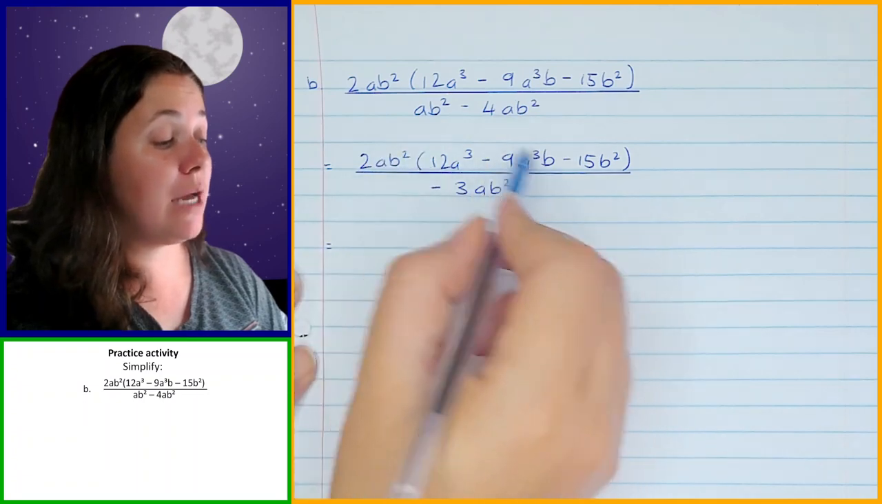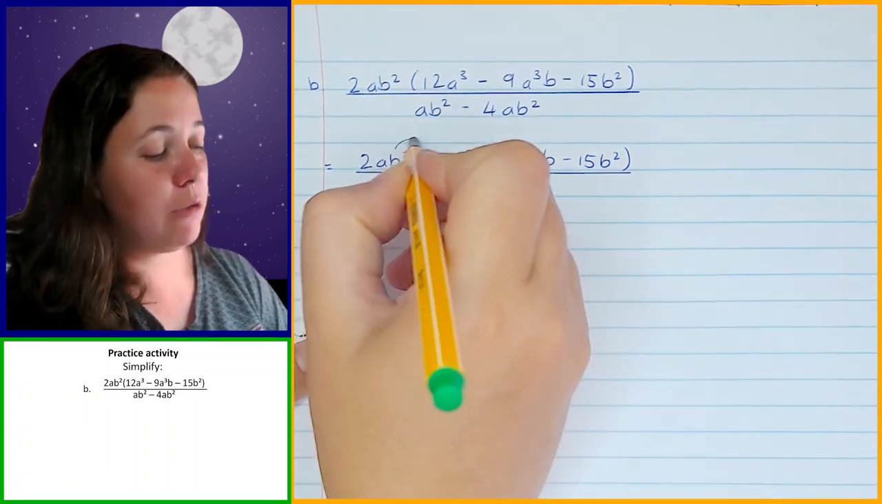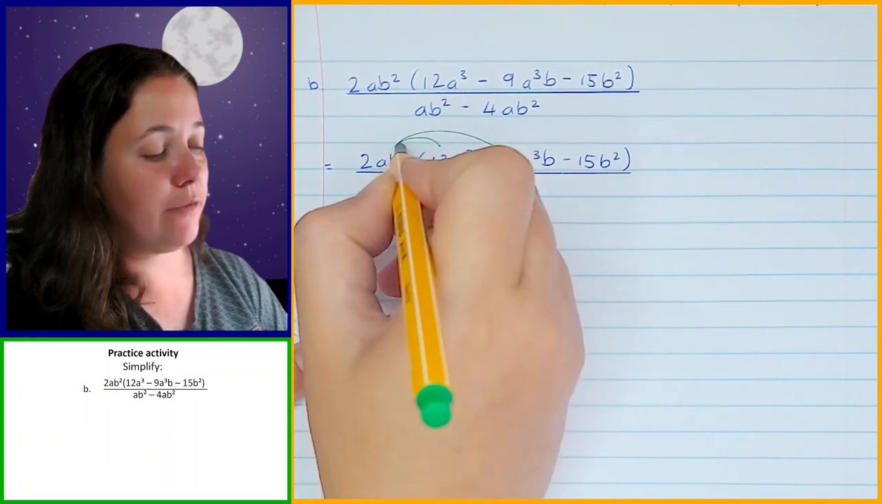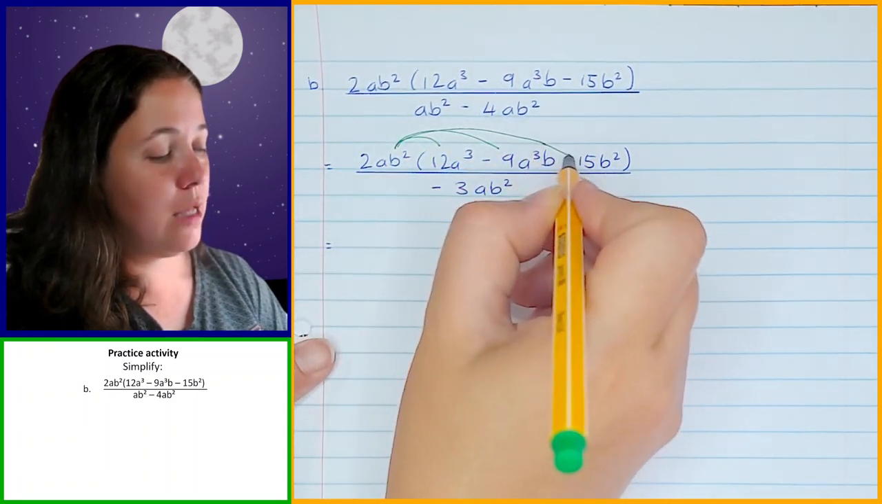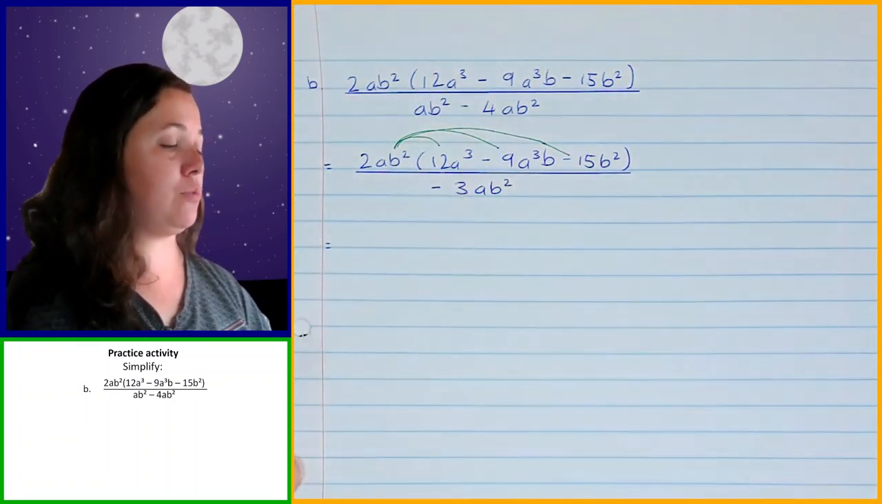I'm going to multiply this out over here. So I've got 2ab squared. I'm going to multiply into the brackets. Remember, we are multiplying over here a monomial by a polynomial, so I need to multiply by every term inside those brackets over there.